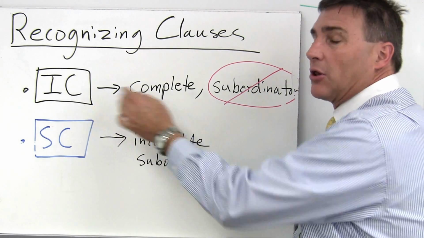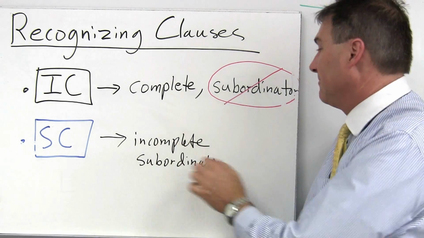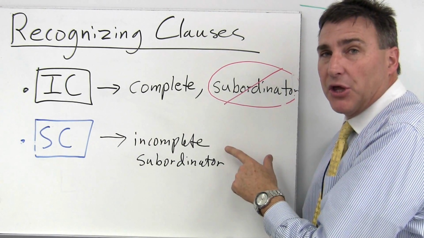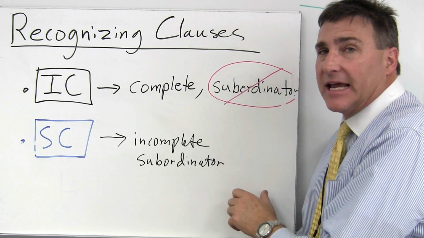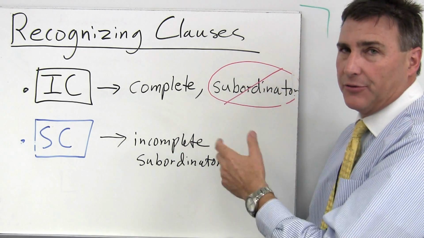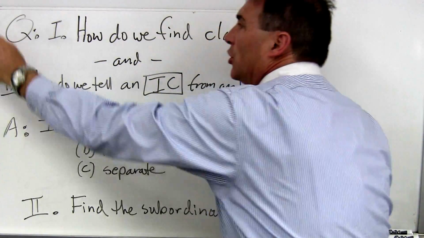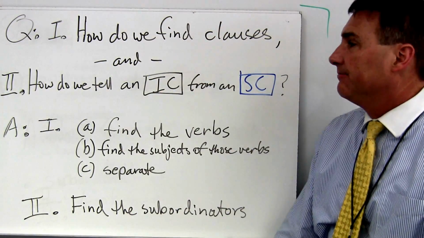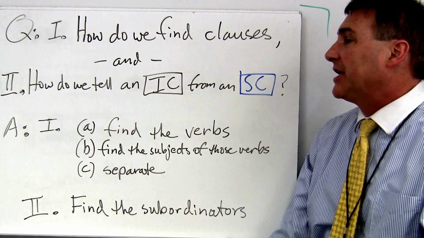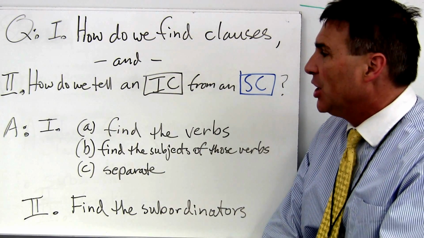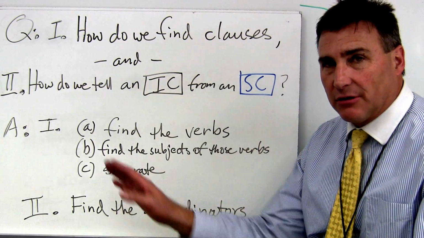First of all, independent clauses, by way of review, are complete thoughts. They don't contain subordinators. Subordinate clauses are incomplete thoughts, and they're incomplete because they contain subordinators that tie them to other needed information. Again, that's kind of review. Question is, how do we find clauses? And a second question, how do we tell an independent clause from a subordinate clause when we see it in a sentence? The answers, I suggest, are as follows.